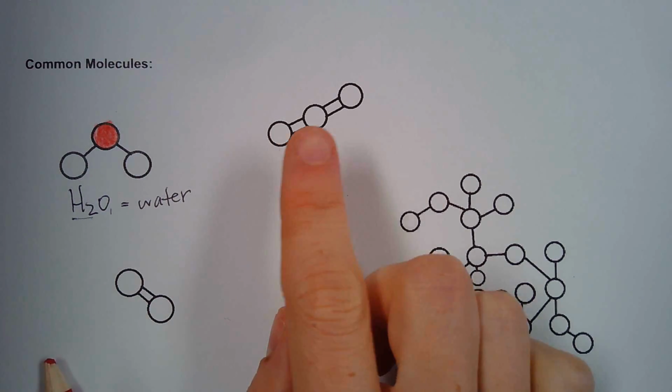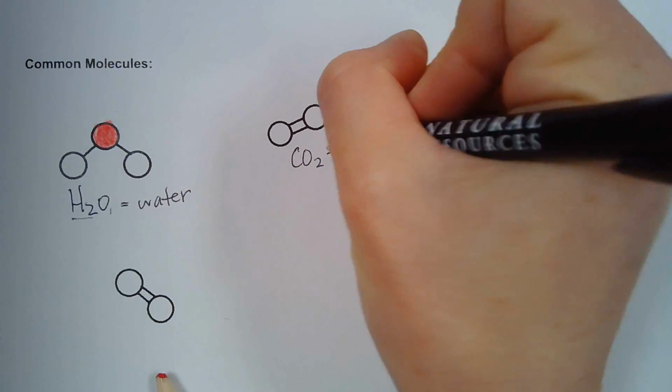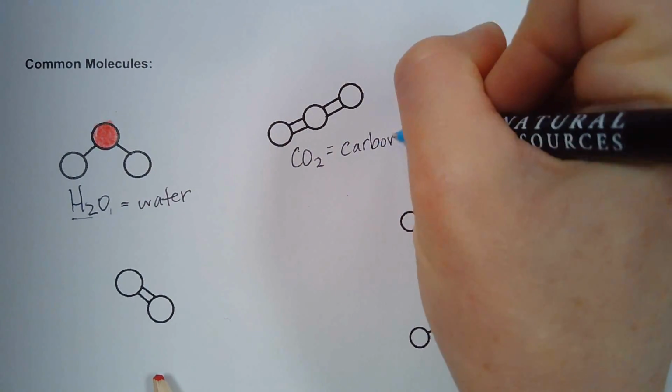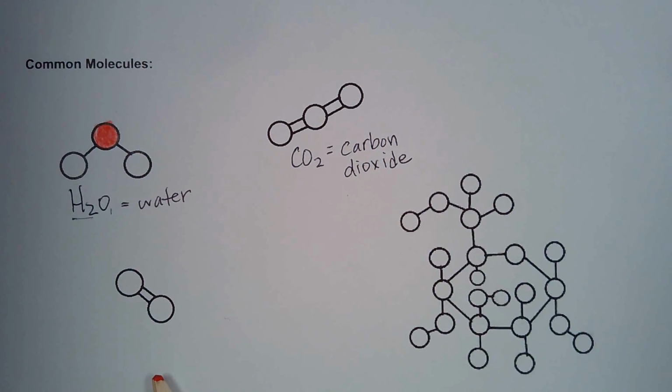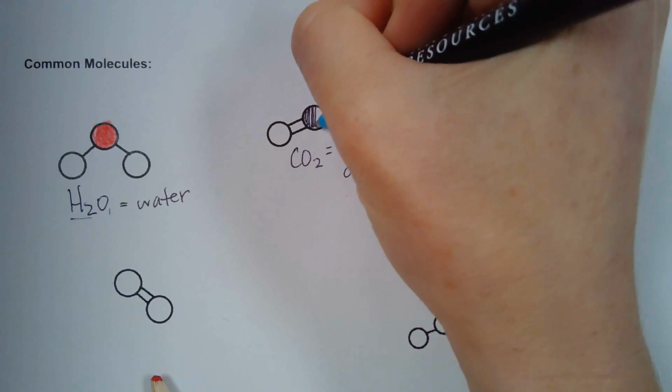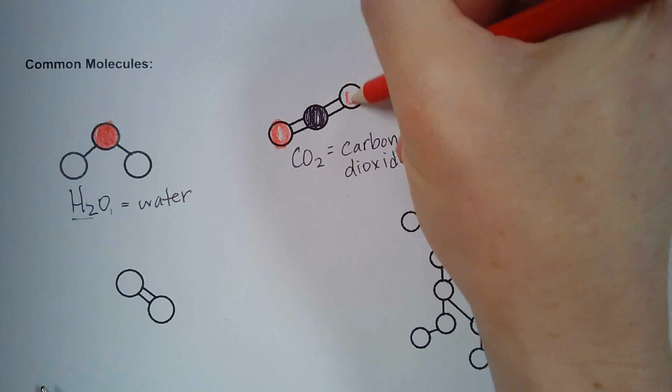Here is carbon dioxide, which I just told you. So CO2, which is carbon dioxide. The middle is the carbon, and the oxygens are on the side.